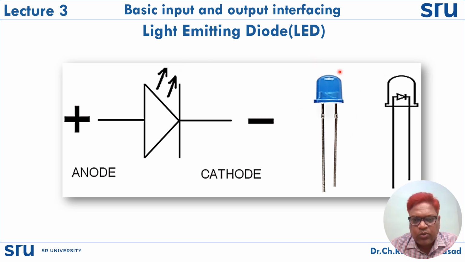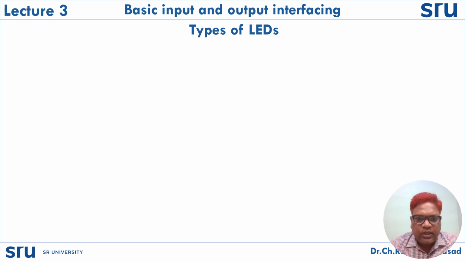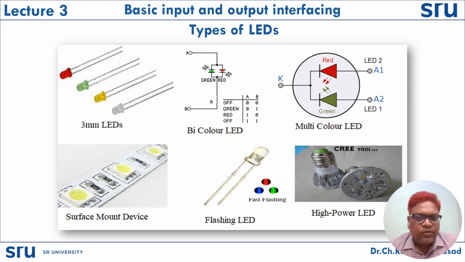And the LEDs look like this. To identify the terminals of the LED, we need to look at the longer lead and the shorter lead. The longer lead is the anode and the shorter lead is the cathode. Types of LEDs: there are several types of LEDs available in the market. 3 mm LEDs, 5 mm, 10 mm, 20 mm, and 50 mm LEDs are there. These are normally used in our laboratories. And bicolor LEDs.